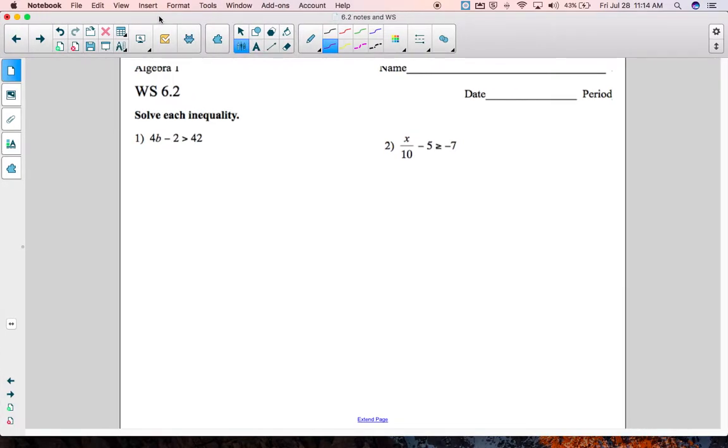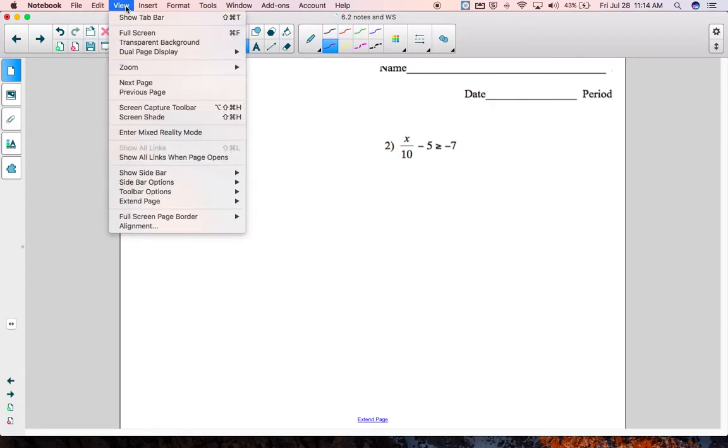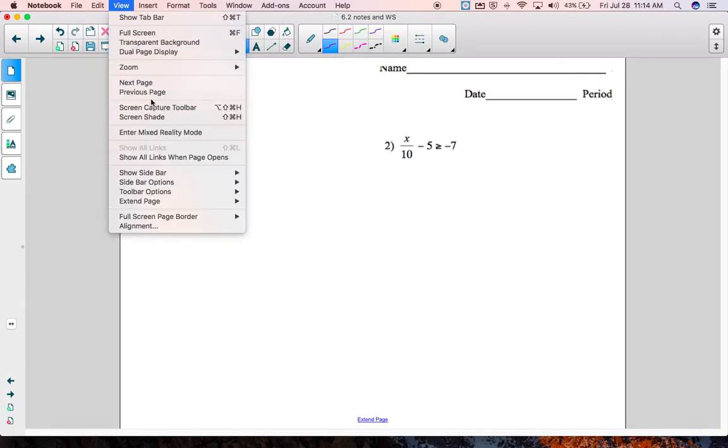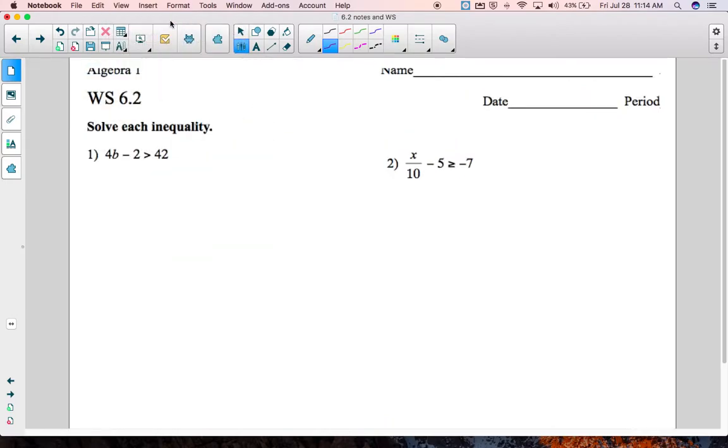Worksheet 6.2, solve each inequality, the directions, and that's what we've been doing. So isolating the variable, getting it by itself, we just have to remember that one rule where if we multiply or divide by a negative, we need to switch the direction of the inequality. Or if we flip the x and the number, we have to switch the direction of the inequality.